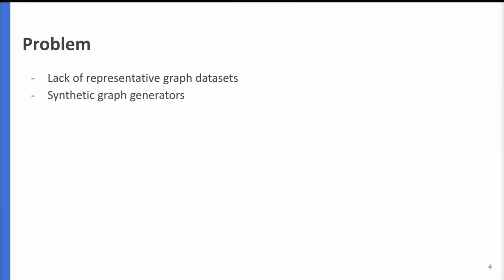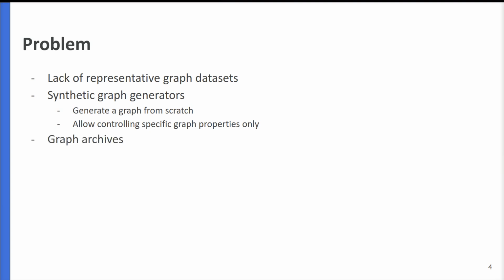Now, there are some synthetic graph generators out there that can be used to generate the graph from scratch, but they generally don't allow you to control the properties of the graph, and if they do, they only allow you to control specific graph properties only, focusing on generating specific types of networks. There are also some existing graph archives available that provide a few types of graphs, but these generally are quite small and they do not meet the criteria that is required for performance analysis.